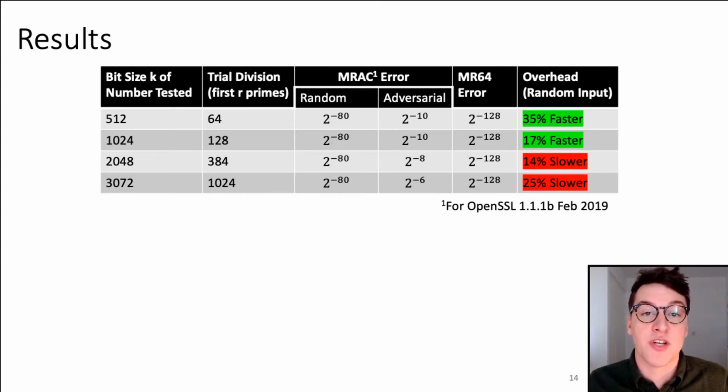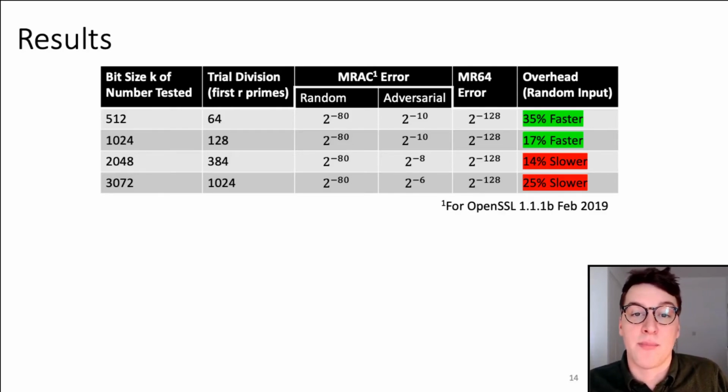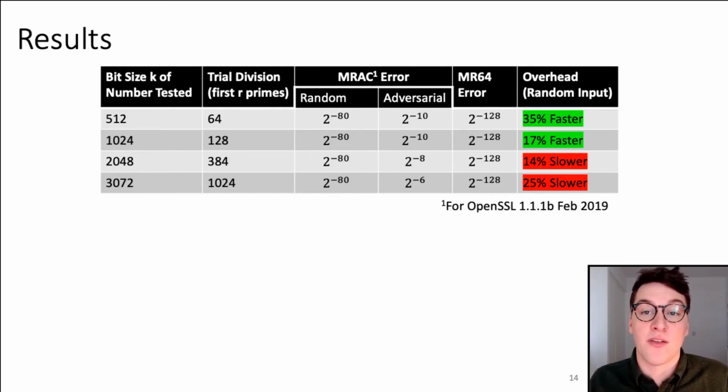So we now summarise the recommendations we made to OpenSSL based on the analysis of this work. This table shows the various bit sizes, the number being tested, and how many rounds of trial division we advise, which is optimised to balance both the most candidates removed by the trial division and the least amount of time taken. We then show the error bound for the current OpenSSL implementation, both on random and adversarial input, and compare this to the error bound of the test we introduce, MR64, which has the same error bound for any input of 2 to the negative 128. We then provide the overhead incurred when testing on random input.